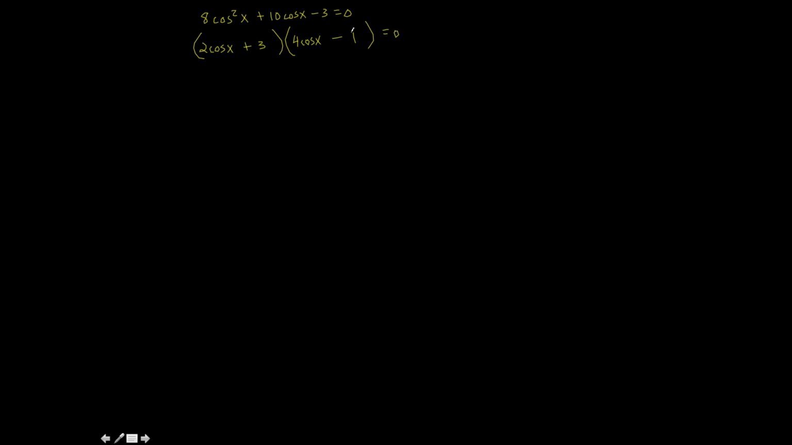Alright, so we have this set ready to go. We have factored it, so set each of these equal to 0 and solve. If you do that, you get cosine x equals negative 3 over 2 for this one, or cosine x equals 1/4 for this one.